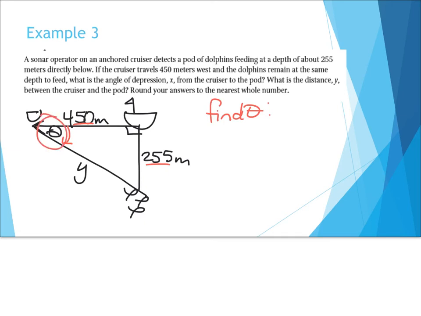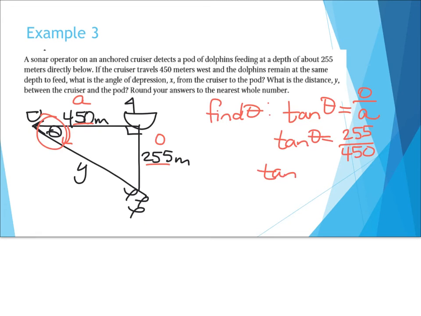So when I'm sitting at theta, this is adjacent, this is opposite. The trig function that uses an a and an o, but in the opposite order, would be tangent. So if we do the tangent of the angle we're looking for and set it up as O over A, we'll have it right. So tangent of theta should be opposite 255 over adjacent 450. Tell your calculator to do the inverse tangent of that, and that will be theta, which is rounded to the nearest degree, about 30 degrees. All right, so we have found the angle of depression, 30 degrees.